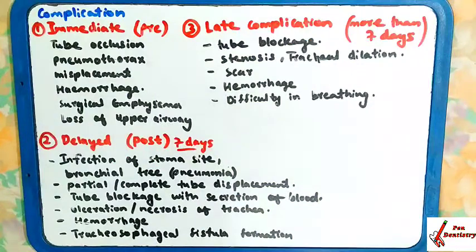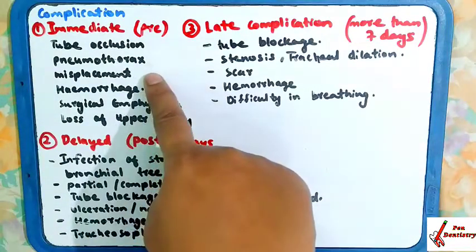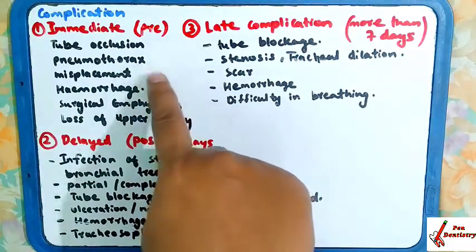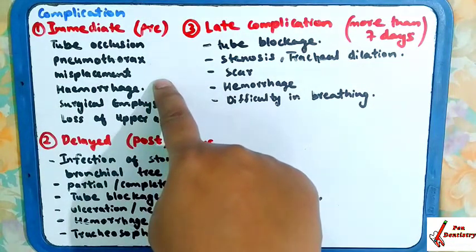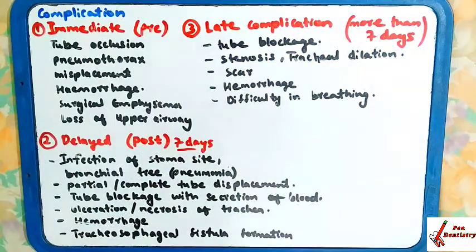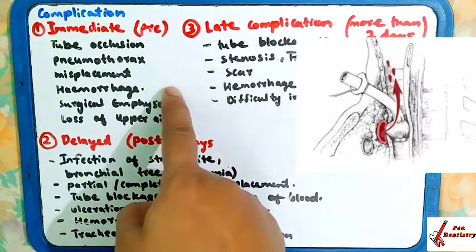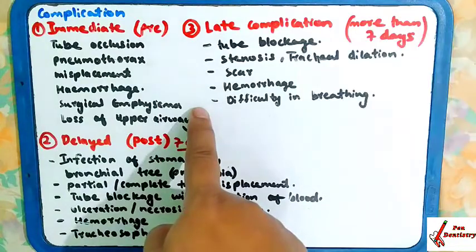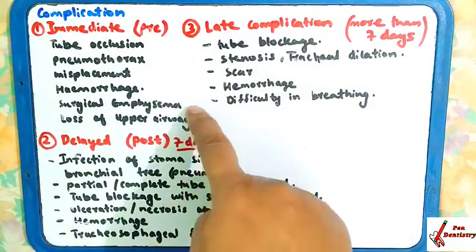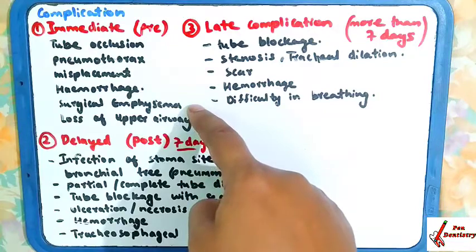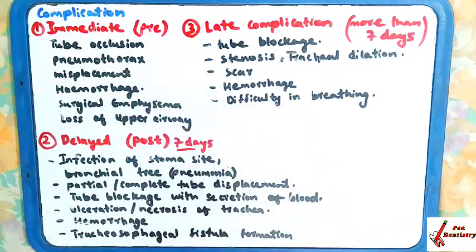Misplacement of the tube. There might be a chance of misplacement of the tube during the time of tracheostomy, during the placement of the tube. Hemorrhage. Surgical emphysema. Emphysema is damage of the air sacs of the lungs. That is surgical emphysema. Loss of the upper airway. This comes under the immediate complications.